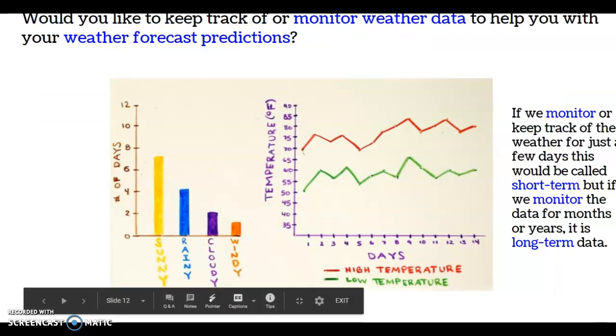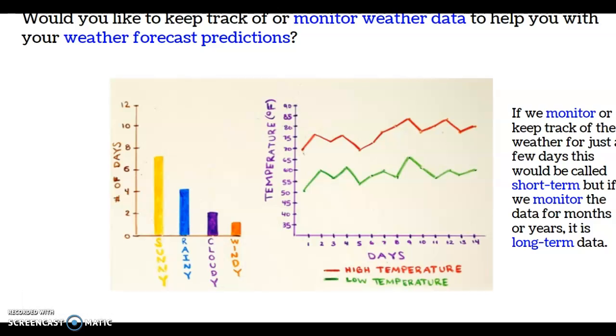Would you like to keep track of or monitor weather data to help you with your weather forecast predictions? If we monitor or keep track of the weather for just a few days, this would be called short term. But if we monitor the data for months or years, it would be considered long-term data.